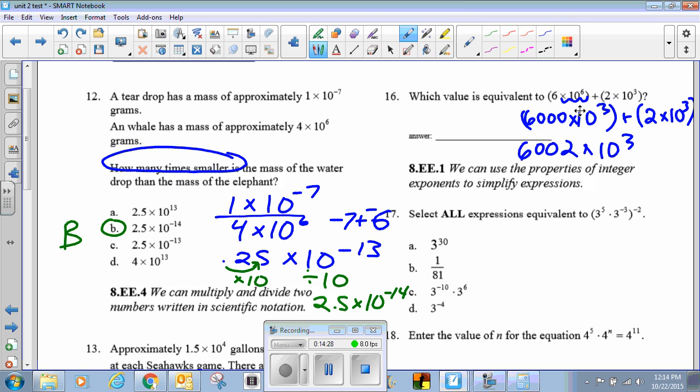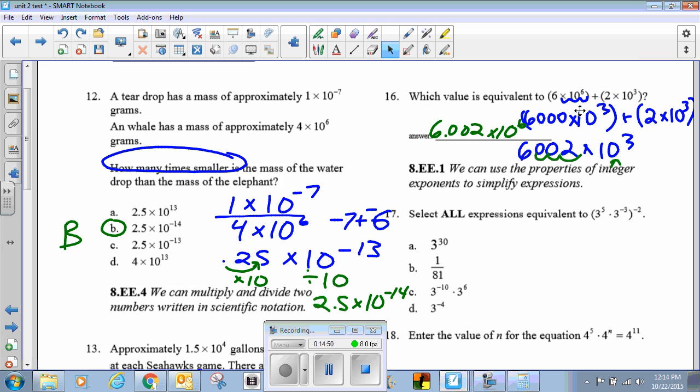And now I have to make it in scientific notation. Make it smaller by 3, so I need to make this bigger by 3. 6.002 times 10 to the 6th. If you guys were to practice anything, I'd say across the board, it's adding and subtracting. And I told you that going in.